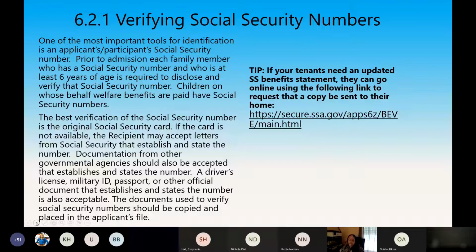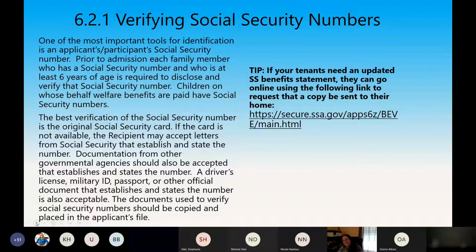It depends on your policy and the way your A&O is written. A driver's license, military ID, passport, or other official document that establishes and states that number is acceptable. Michigan driver's licenses don't have social security numbers, but apparently some states do. The document used to verify social security numbers should be copied and placed in that applicant's file.